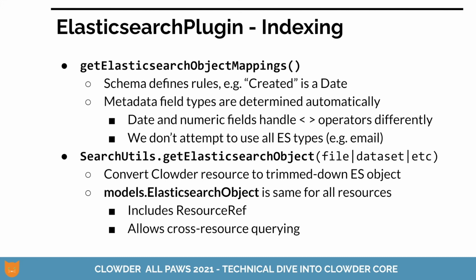You'll notice in those mappings that we only define one type of object that's stored in Elasticsearch, and we actually convert all of our resources into that object when we index them. This occurs in our search utils get Elasticsearch object functions. There are different flavors for different types of resources, but they take a larger Clowder object from the model and trim it down to an Elasticsearch object so that everything is consistent across the type of data stored. The main thing this allows is searching across resources more easily.